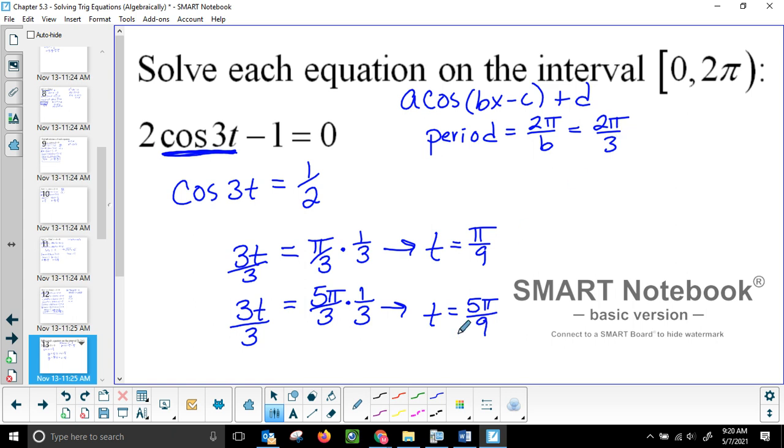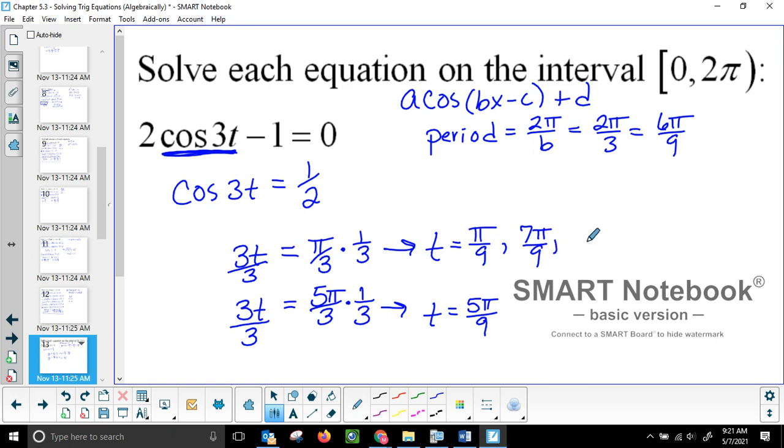So now we want common denominators here. So this is going to be 6 pi over 9. If I add 6 pi over 9 to this, I'm going to get the same solution. My solution is going to repeat. So what do I get when I add 6 pi over 9 to this? 7 pi over 9. Is that still between 0 and 2 pi? Yes, the way to check is 7 over 9 between 0 and 2. Yes, and we're not even to 1 yet, because 9 over 9 would be 1.